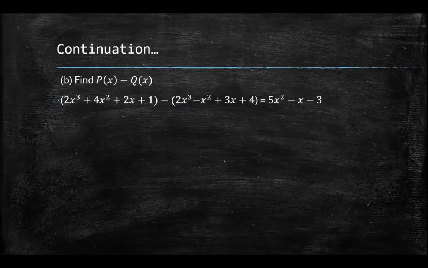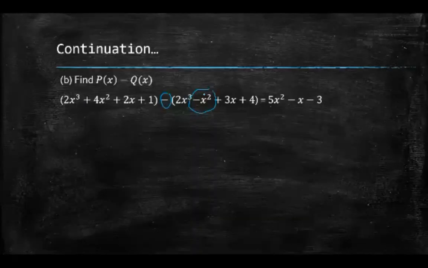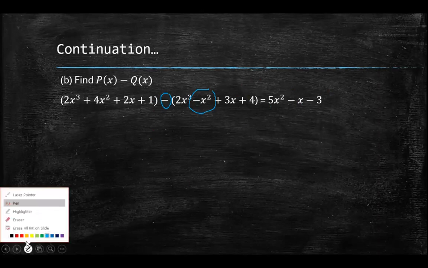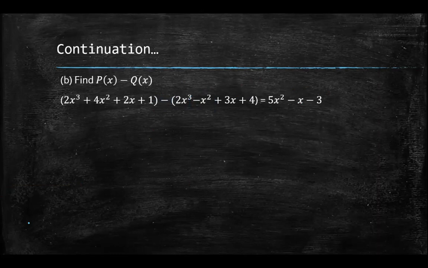oh, it's minus minus. A minus and a minus is a plus, so this is actually 4x squared plus x squared, which is 5x squared. 2x minus 3x, that would give me minus x, and then 1 minus 4 is minus 3. Everybody good so far? This is just algebra, nothing new. You good? Yes, miss.